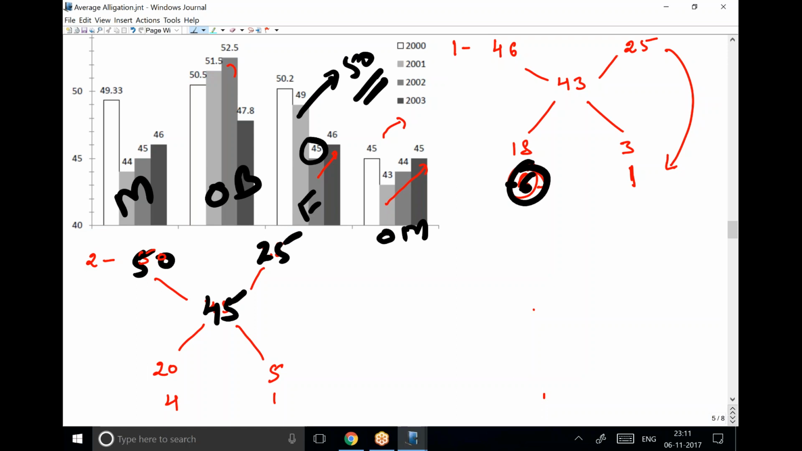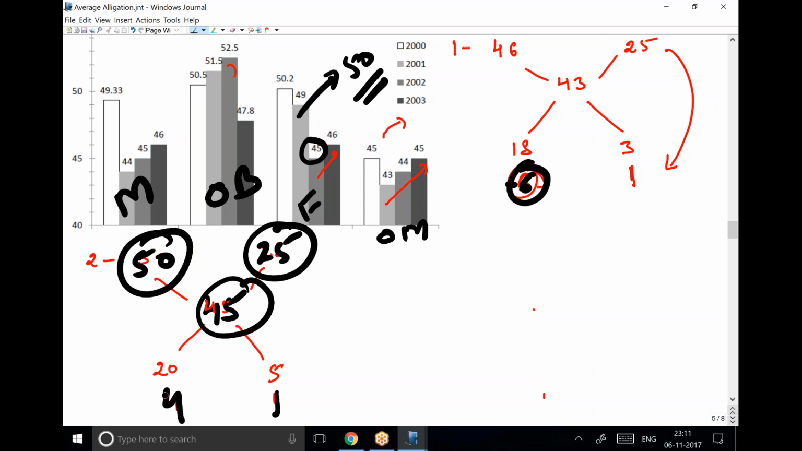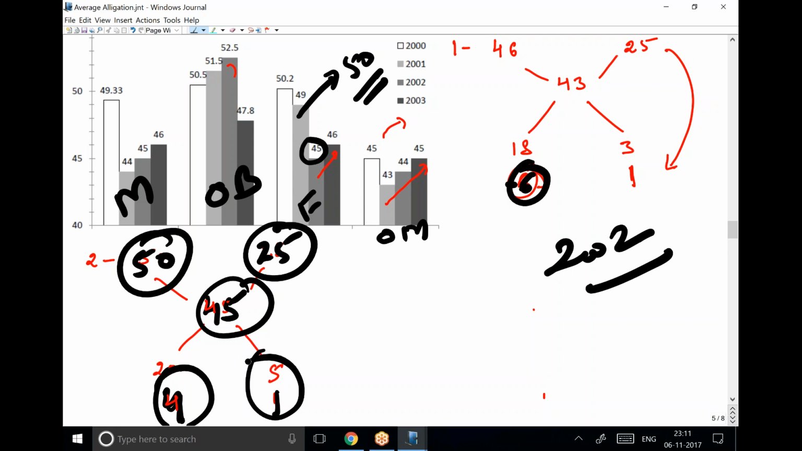If the ratio of this is 4:1, it means our assumption is right. If the ratio is not 4:1, that means our assumption is wrong. Then the answer is 2001. So you have to look into it: when you take this 50, this 25 and this 45, if the ratio comes out to be 4:1, then the right answer is 2002. Otherwise the right answer is 2001. So we can see from here it comes out to be 4:1. So the right answer for this question comes out to be 2002. So the right answer for the given question is answer option C for California.